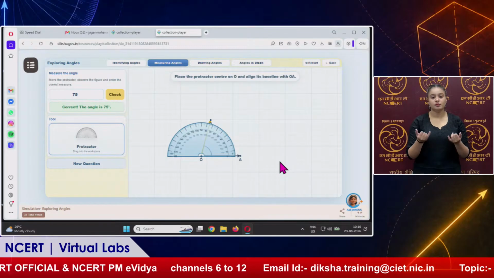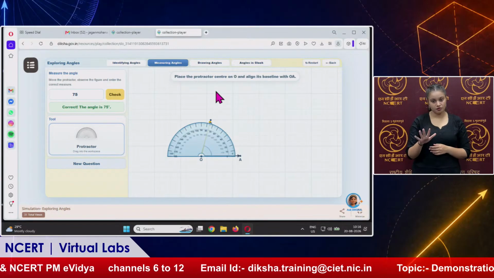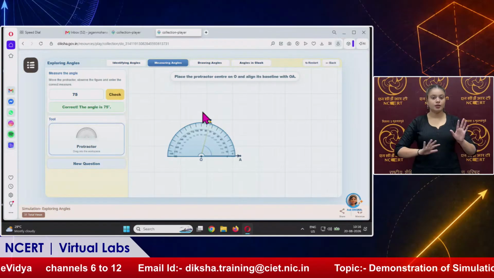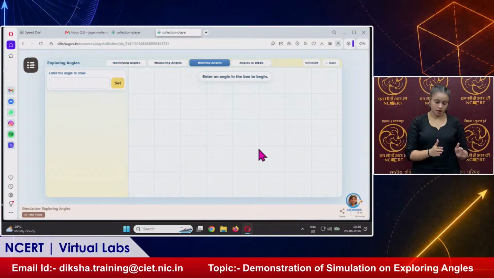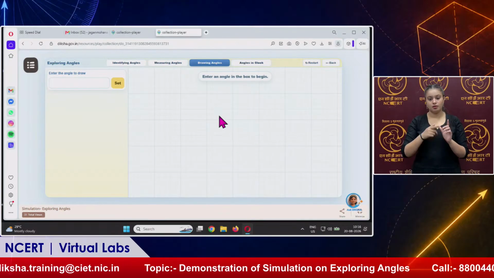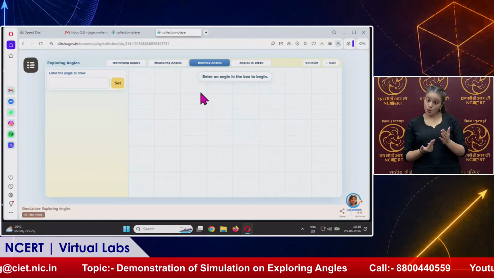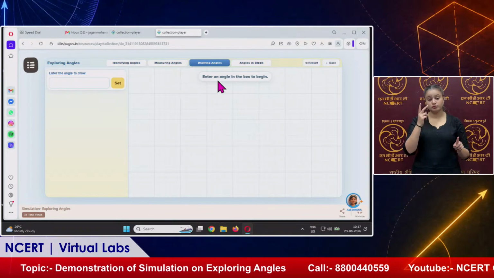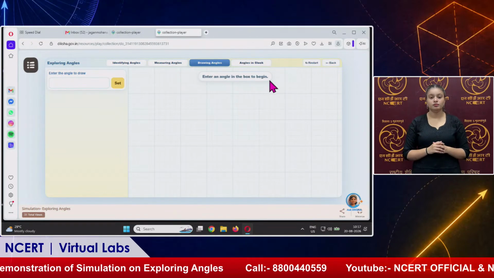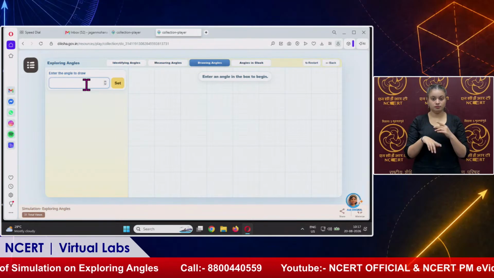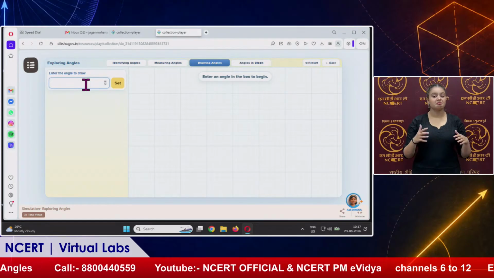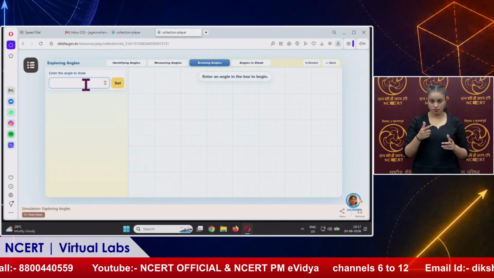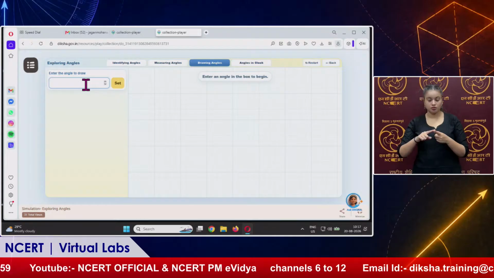Now, this is the correct angle. This is another type of activity with simulation, and the next one is drawing an angle. While drawing, we can also enter an angle in the box. First we have to enter the angle we are drawing, either acute, obtuse, right angle, or straight angle, or whatever particular angle we want.